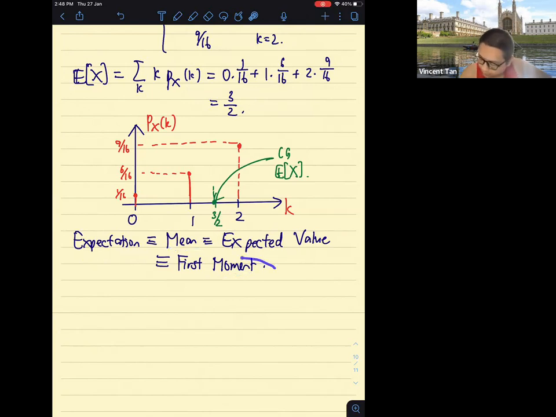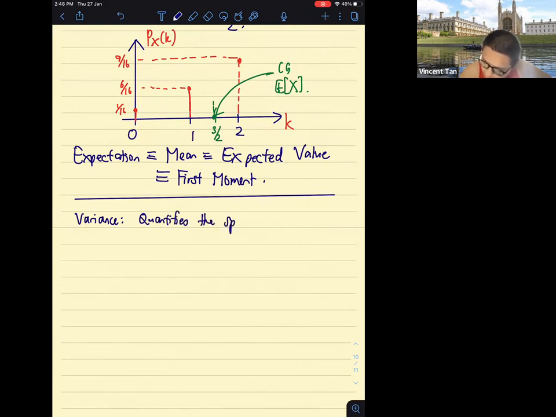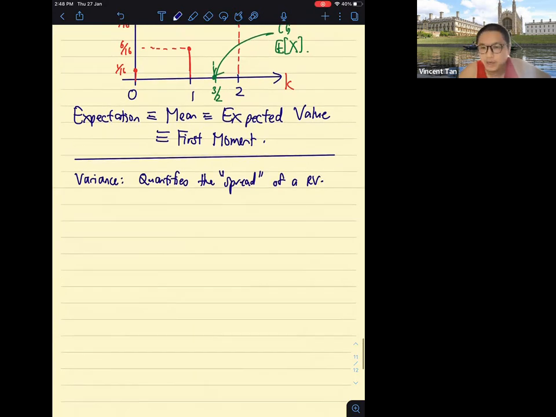Okay, now once you have the first moment, you would think that mathematicians would have come up with the second moment. The second moment is not exactly the variance, but it's closely related to it. So I'm now going to introduce the notion of the variance. Roughly speaking, the variance quantifies the spread or the dispersion of a certain random variable. Two random variables can have the same mean, but they could have radically different variances.